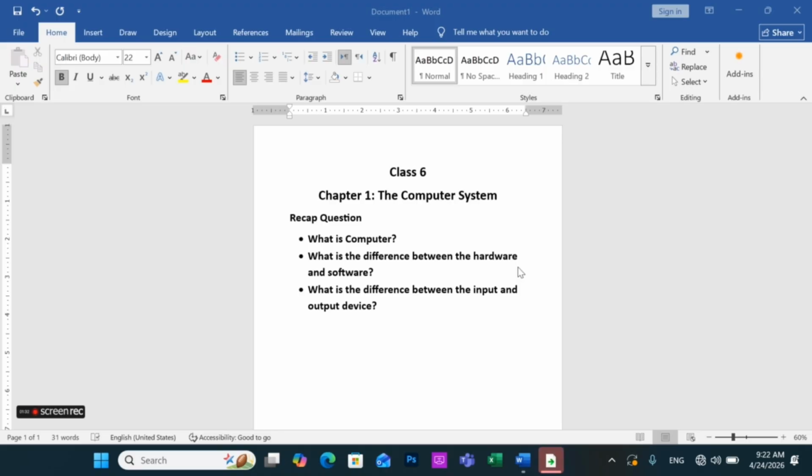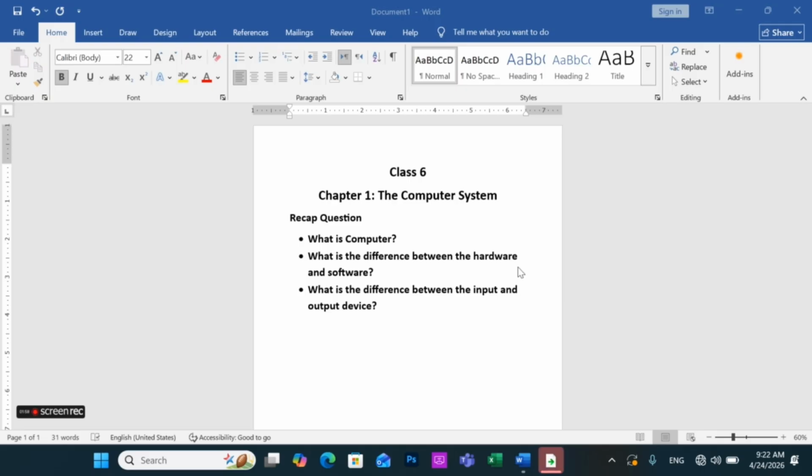After that, the other topic is hardware. Hardware is the physical part of the computer that we can touch and see. These are the parts of the computer that we can see and we can touch. For example, the mouse and the keyboard are computer parts that we can touch and see. After that, we learned about input and output devices.